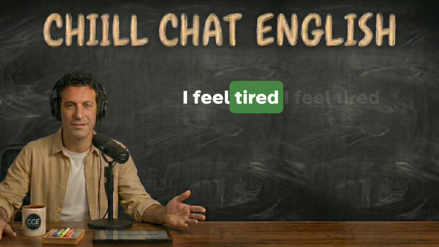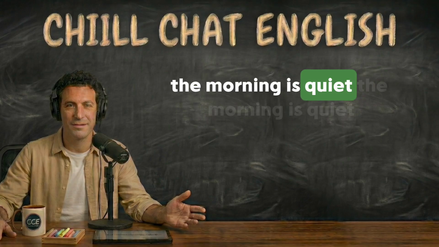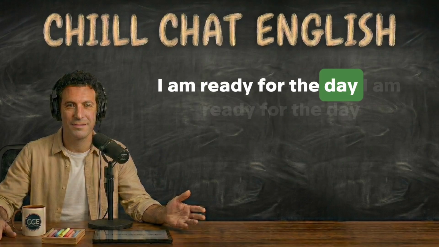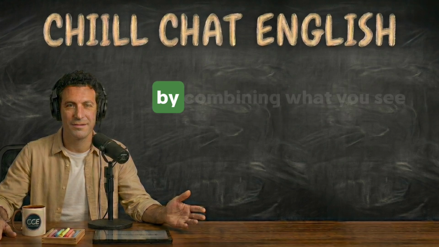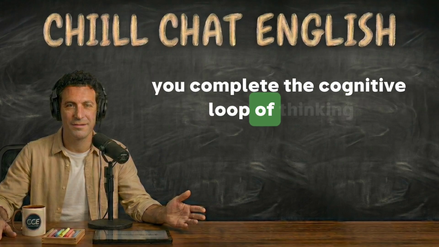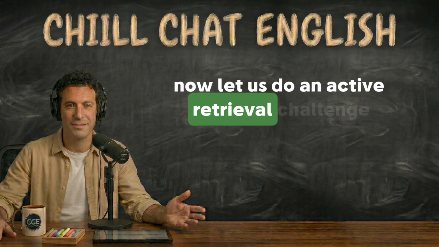I feel tired. I feel tired. The coffee is hot. The coffee is hot. The morning is quiet. The morning is quiet. I am ready for the day. By combining what you see, what you do, and what you feel, you complete the cognitive loop of thinking directly in English.